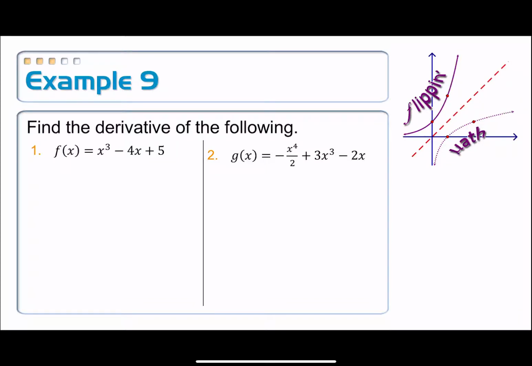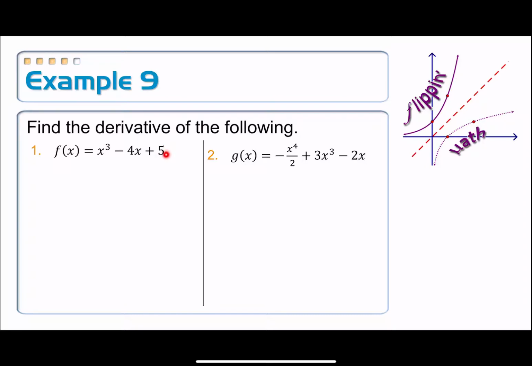For example 9, notice that we have two polynomials, and we're finding the derivative. Now, prior to this lesson, it would have not been fun to apply the limit definition to each one of these, right? We could do it. It would just not be enjoyable in any kind of way, right? But when we have polynomials, notice that we have individual functions where we have the difference of these functions added to a constant function.